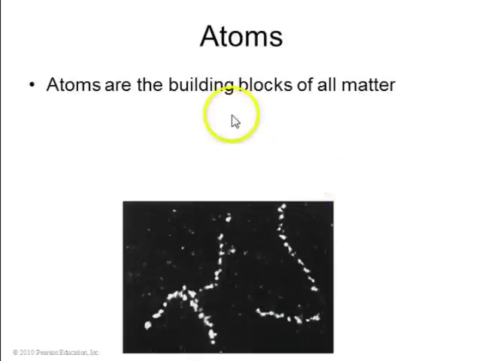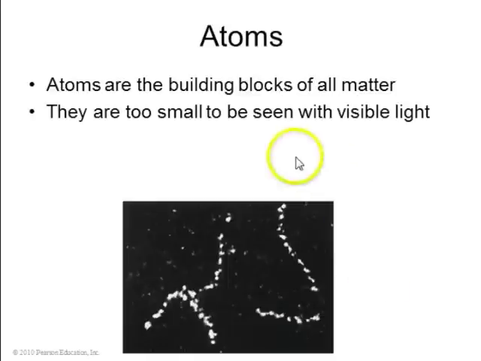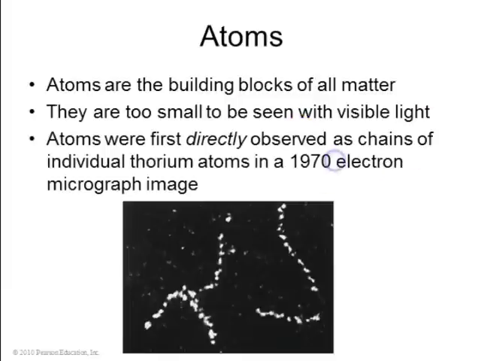So atoms are the building blocks of all matter. Everything's made of atoms. And they're way too small to be seen with visible light. Even 1 teaspoon of water contains about 10 to the power 23 atoms. So they're very, very tiny. And they were first directly observed in these micrograph images of chains of thorium atoms in 1970.